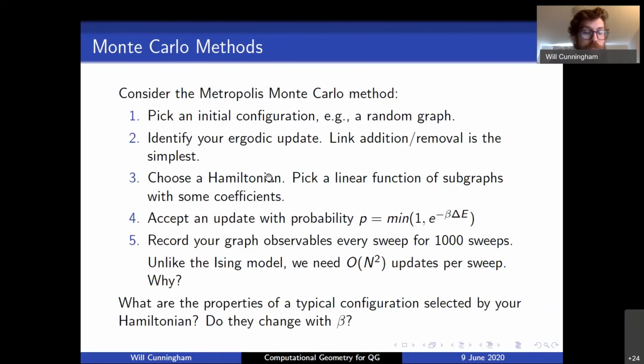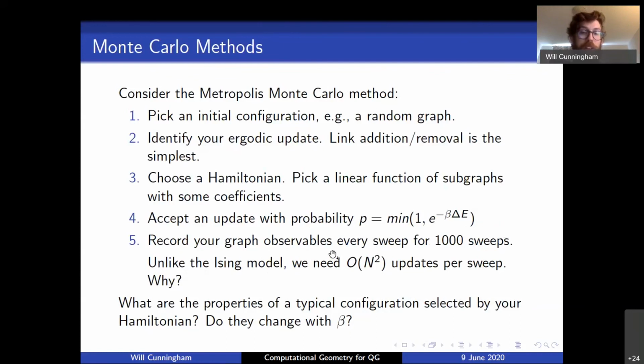We're going to choose a Hamiltonian for this. So, for instance, we can pick any linear function of subgraphs with some coefficients. And then we're going to accept an update with a probability given by this Metropolis condition. What we're going to do is record the graph observables every sweep for at least 1,000 sweeps. In practice, you're going to want something at least 10,000.